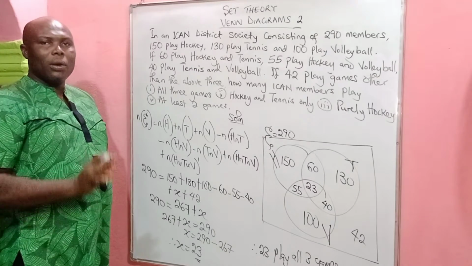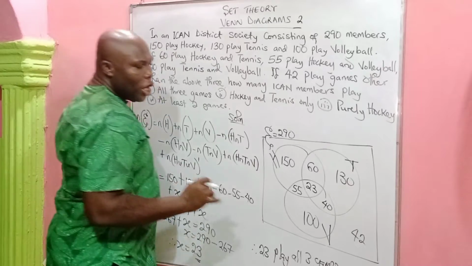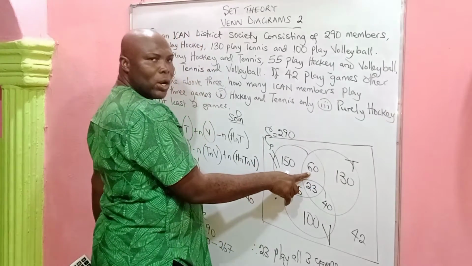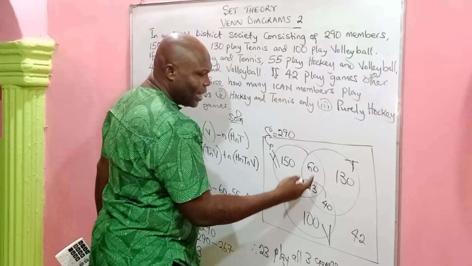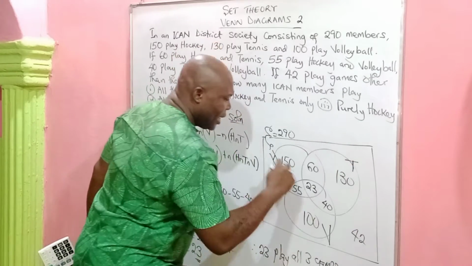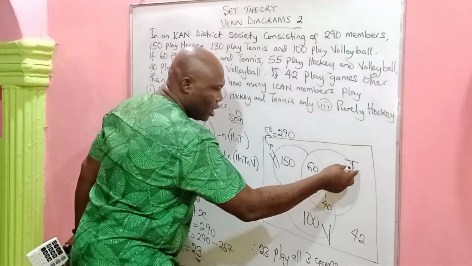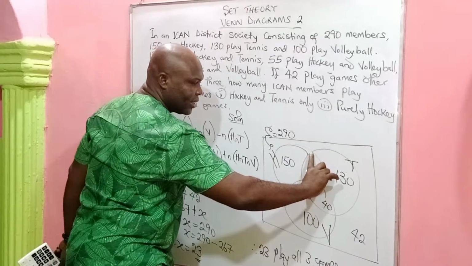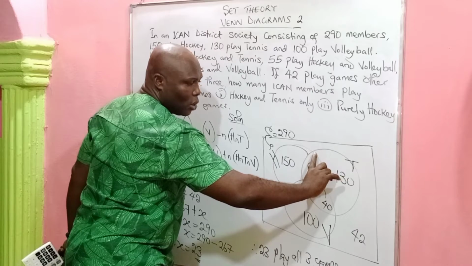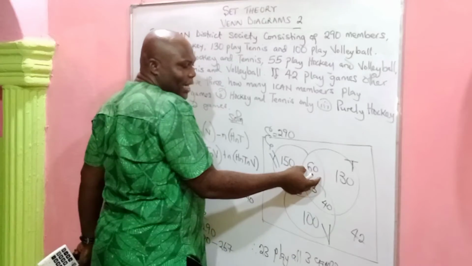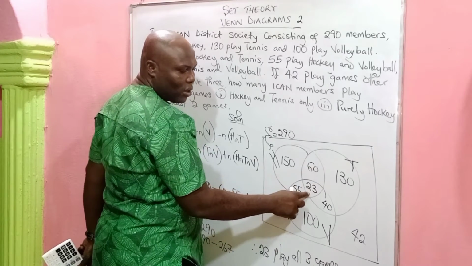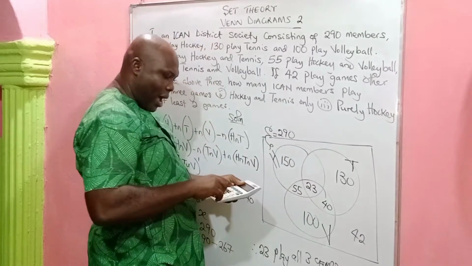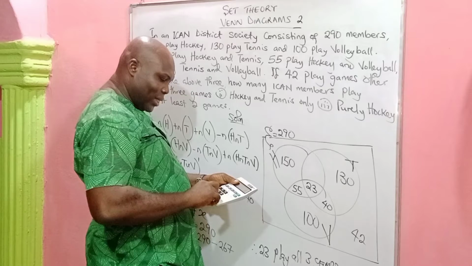Now watch me. If you want to know how many play purely hockey and tennis, if you look at where tennis intersects with hockey, are you watching? Where tennis intersects with hockey, it's supposed to be the whole of this that gave that 60. So for you to know purely hockey and tennis, you have to take 60 and subtract 23. So 60 minus 23 will give us 37. So here we are going to have 37.